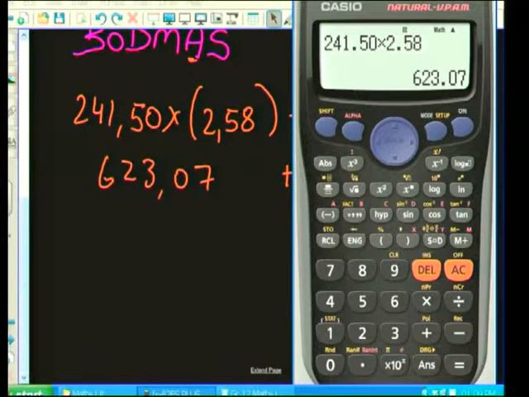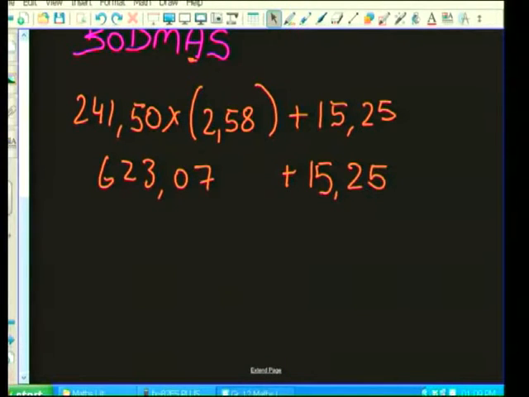So, right, we have our 623. We've already got that answer, so I can just add the plus the 15.25 and get an answer. So it's 638,32. And that's my final answer. Now, have I got my 2 marks? I have. And remember, if you had done this in one step, in fact, I can show you now, we'll do it exactly in one step, and we'll get the same answer, but show your working. So let's do it in one step.